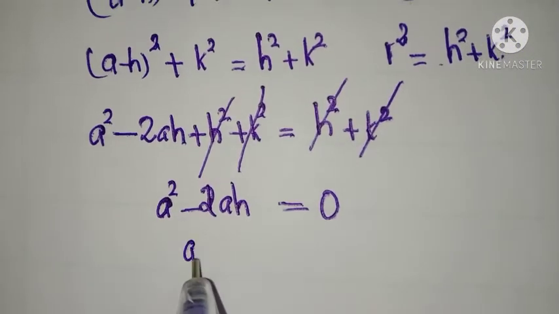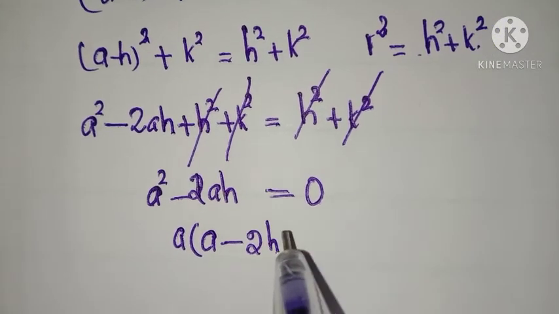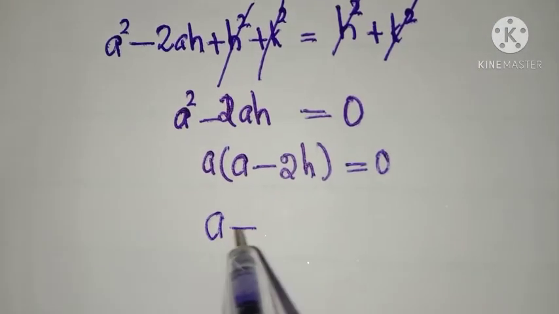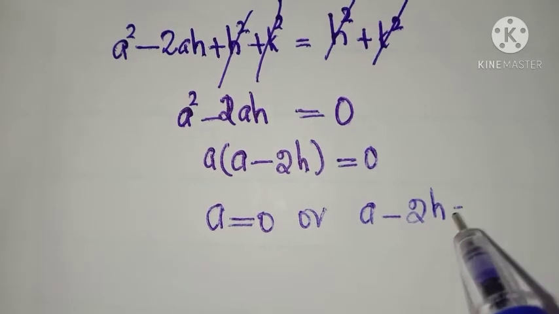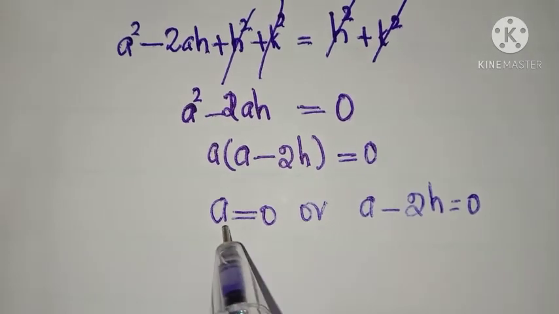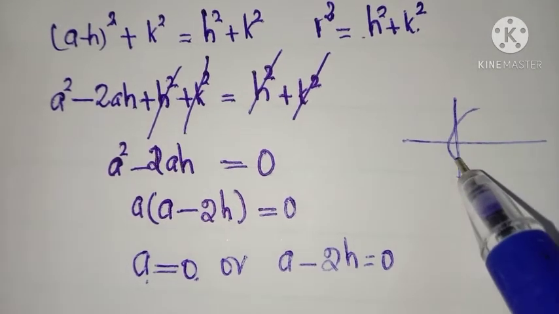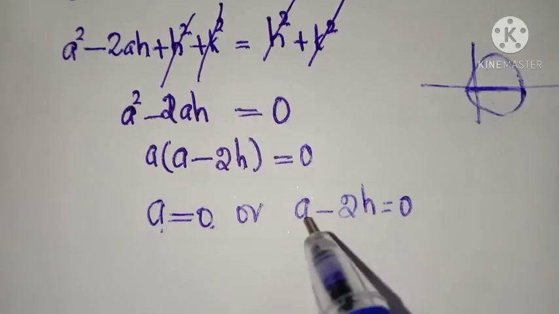Here a is common, so take it outside. So a into (a minus 2h) equal to 0, which implies either a equal to 0 or a minus 2h equal to 0. Here a equal to 0 is not possible because a is our x-intercept. So this distance is not equal to 0.